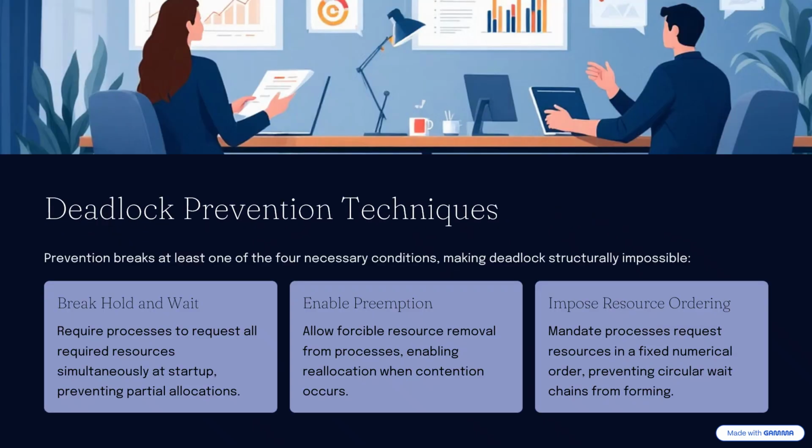Prevention methods make deadlock structurally impossible. For example, require processes to request all resources at once to avoid hold and wait. Allow preemption so resources can be taken and reassigned. Or enforce a fixed order of resource requests to stop circular waits.